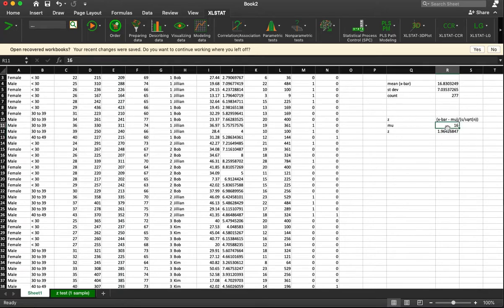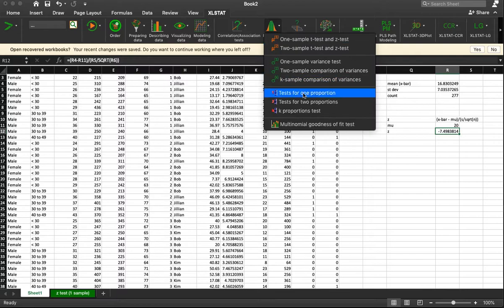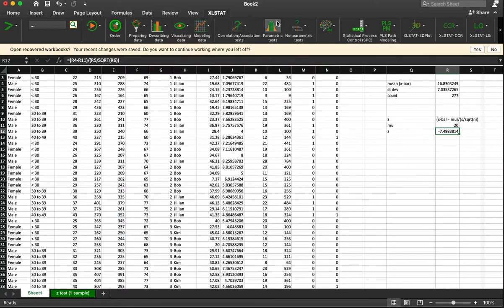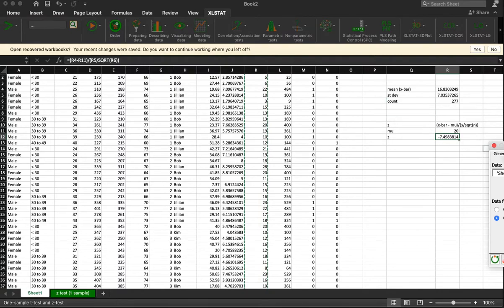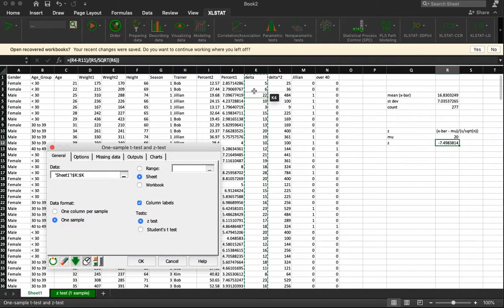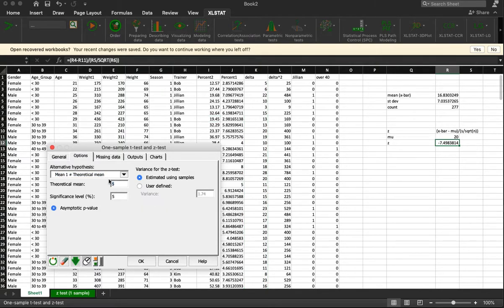All right, so let's type in 20 again, and I'll just show how to do the same thing using XLSTAT. I've opened up XLSTAT parametric test, one sample. My column is going to be K for data. It has a label at the top, so I want that checked. I'm going to do a z-test. And under options, my theorized mean is 20. My level of significance is 5, so alpha equals 0.05.